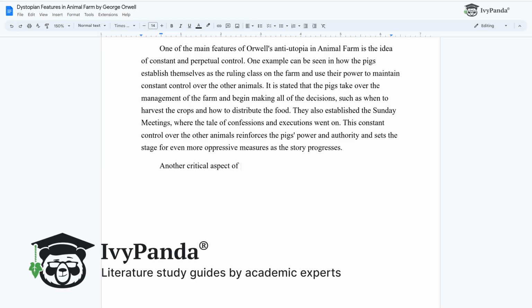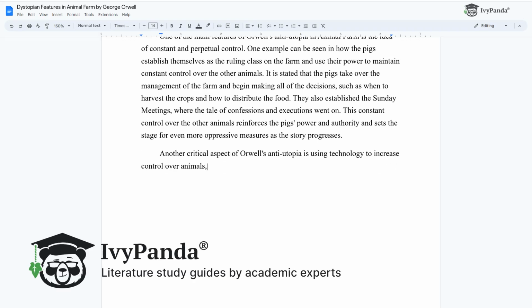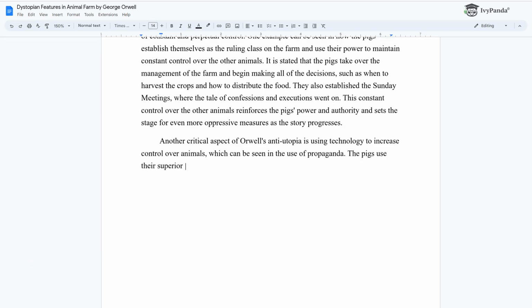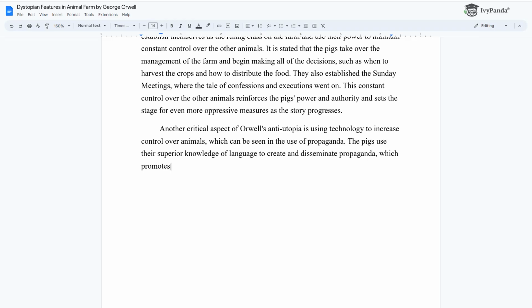Another critical aspect of Orwell's anti-utopia is using technology to increase control over animals, which can be seen in the use of propaganda. The pigs use their superior knowledge of language to create and disseminate propaganda, which promotes their ideology and controls the thoughts and behaviors of the other animals.